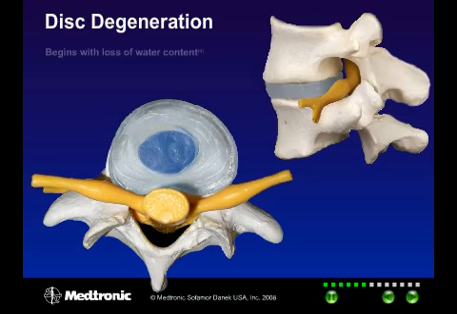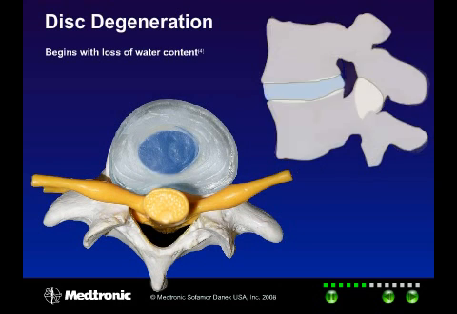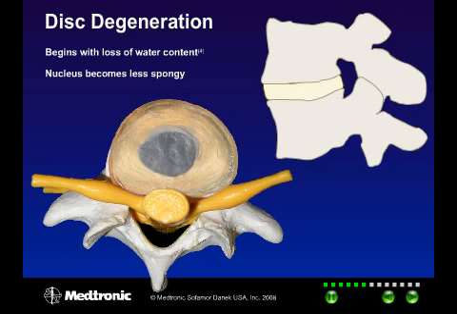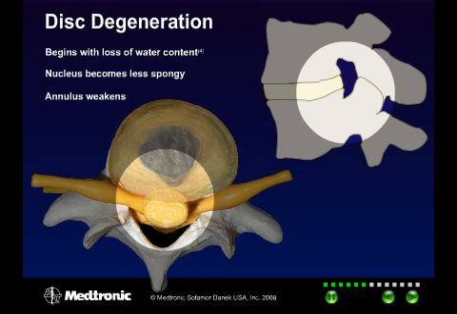The process of disc degeneration begins with the loss of water from the disc. The nucleus becomes less spongy, and the annulus weakens. If the annulus dries up more rapidly than the nucleus, the nucleus will push the weakened annulus at its narrowest point toward the back, which can cause the disc to bulge, much like an underinflated radial tire.